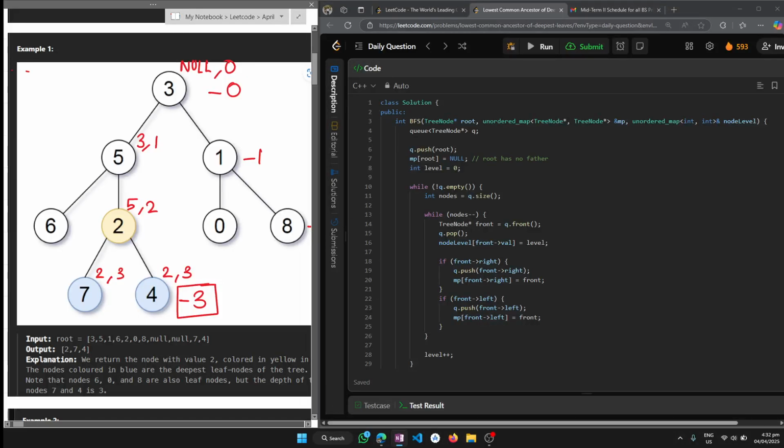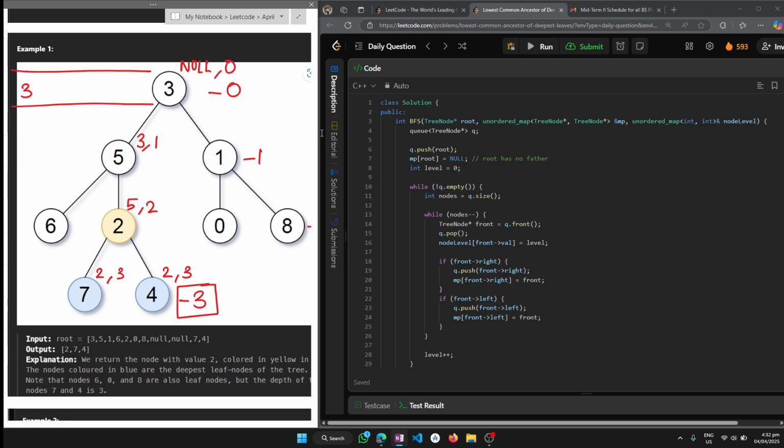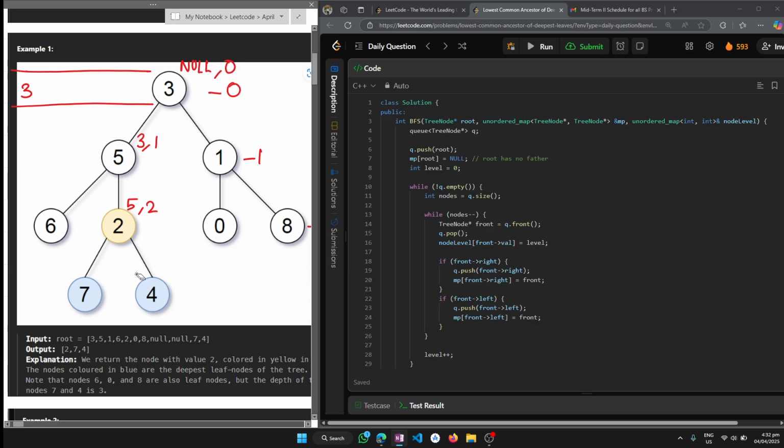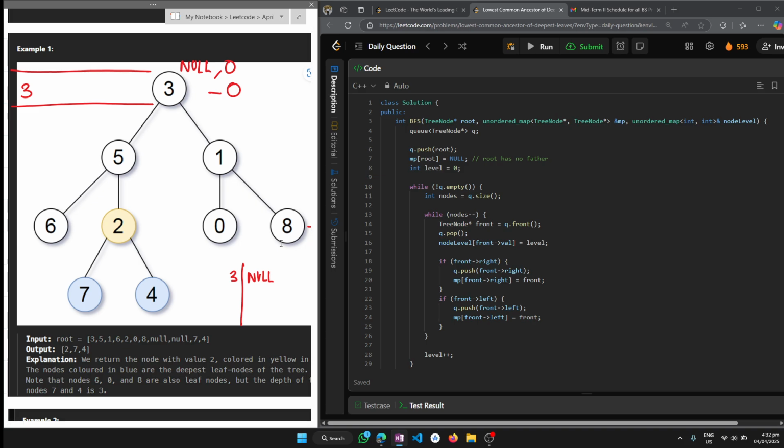I make a queue, and that queue is initially empty. What I do is I push the root inside of it. So I push 3 inside of it, and just keep in mind that I'm pushing the tree node. I'm not pushing the integer value, I'm pushing the tree node. Okay, then what I'm going to do is, against this particular map, the child to parent map, right now I've taken a very simple name over here, but this is the child to parent map. So I'm going to say the root 3 has no parent. Okay, the root 3 has no parent, right? All right, the level is currently 0.